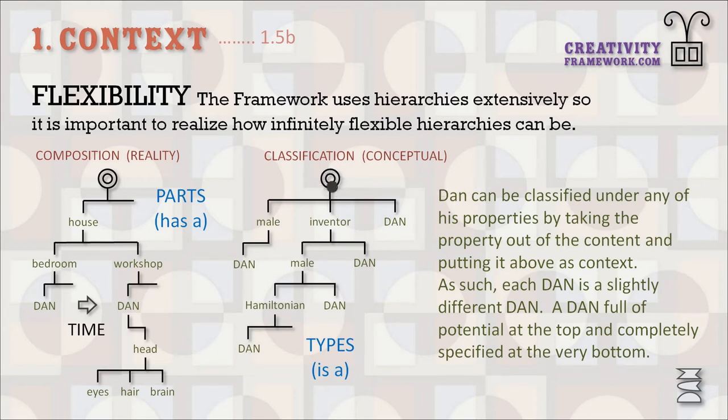So here's node zero. Of everything, there's inventors. I am an inventor, so I'm classified under inventors in the universe. There's also male inventors, and there I am, and I'm from Hamilton. There's inventors who are male, Hamiltonian, and there's Dan. There's also males, and there's Dan. So you can just keep taking any property of me. There's people with eyes. Well, there's me. There's people with blue eyes. There's me. You can take any property out and dangle it up above as a classification or as the context.